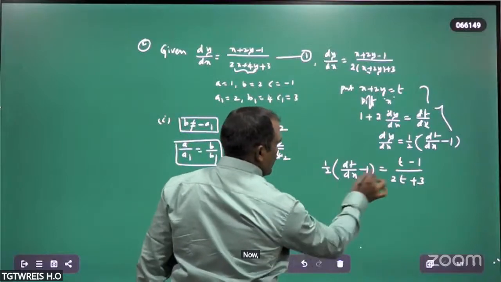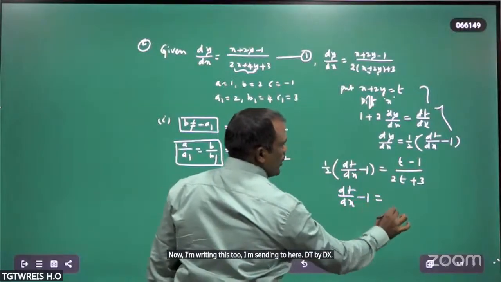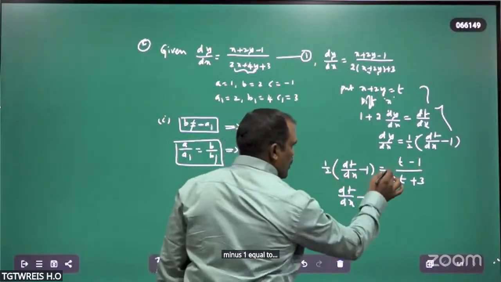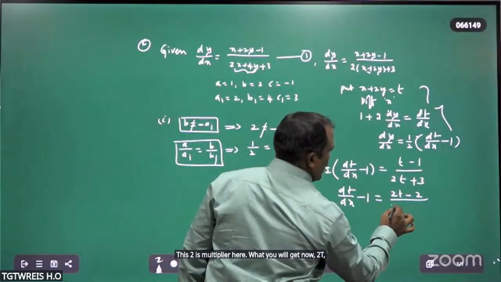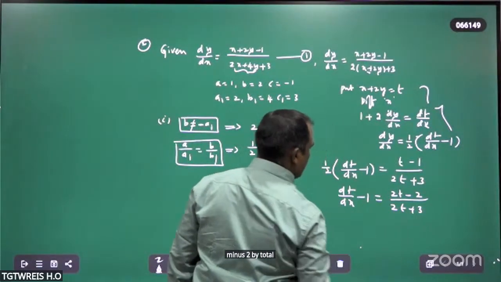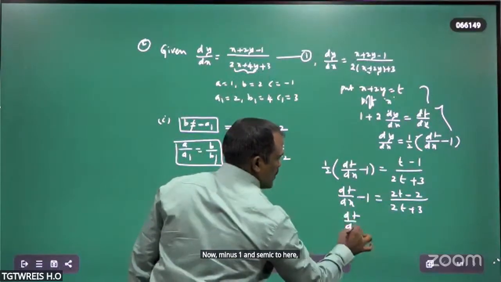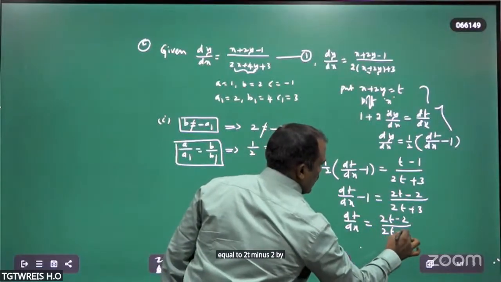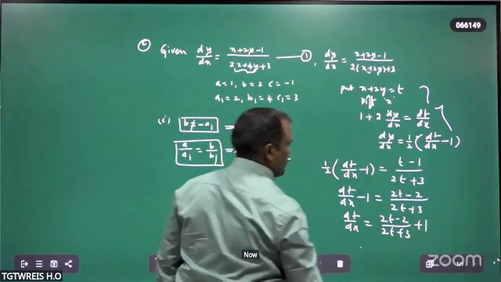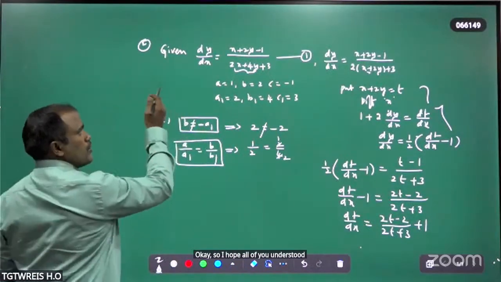Now I am sending this 2 to the other side: dt by dx minus 1 equals (2t - 2) by (2t + 3). Now minus 1 I am sending to the right side, so dt by dx equals (2t - 2) by (2t + 3) plus 1. I hope all of you understood this part. So just listen.